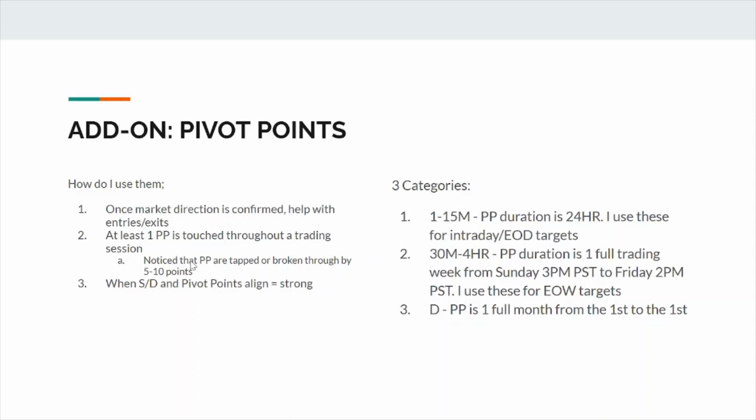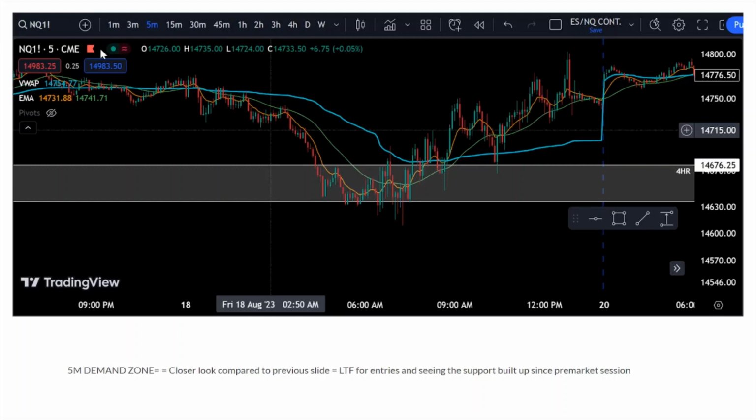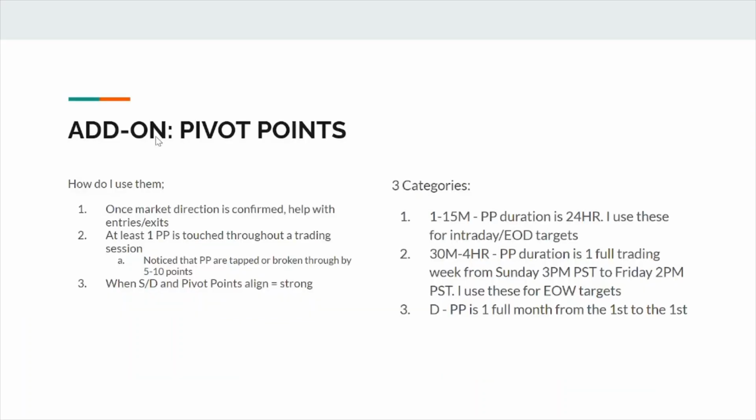I've also noticed that pivot points are tapped or broken through by 5 to 10 points. And this is specific to the NQ because, as I mentioned, those charts, they're all NQ1!. I only trade the NQ, so that's why this whole presentation is based off the NQ. And as I mentioned, S&D zones combined with pivot points together at the same time, it's absolutely ridiculous. It's super strong in my opinion.